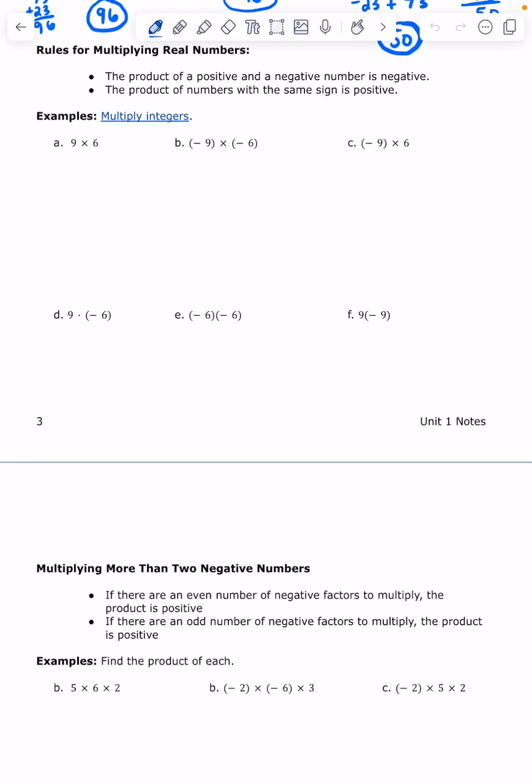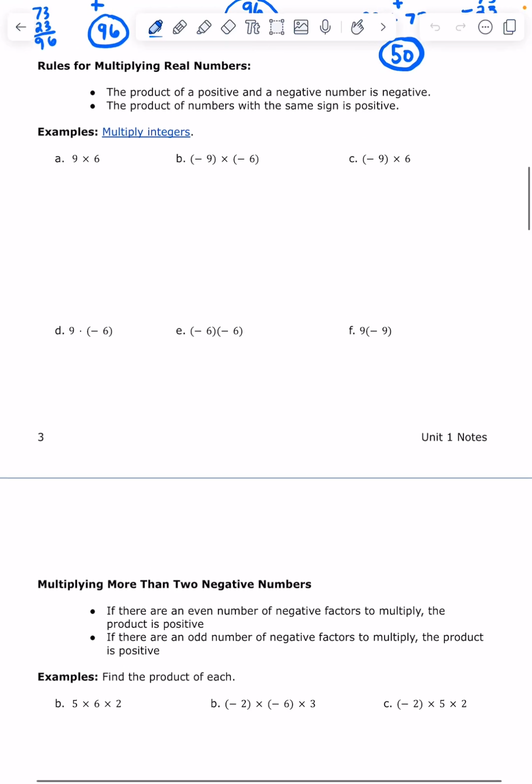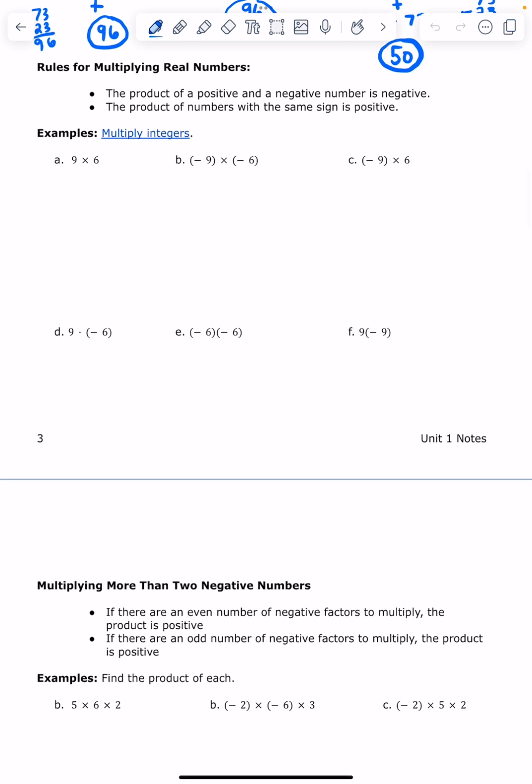All right, we're still in Unit 1, Section 2, multiplying. We're going to do multiplying and dividing real numbers in this video, in other words, signed numbers, which I think is a little easier than adding and subtracting because there's really just two rules. If you multiply two numbers of the same sign, they're going to be positive, and two numbers with opposite signs are going to be negative.